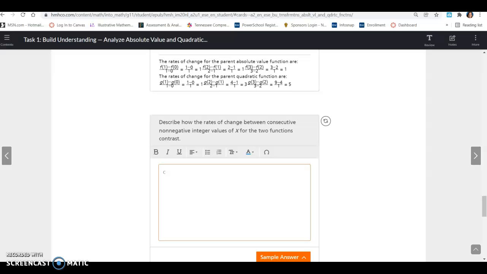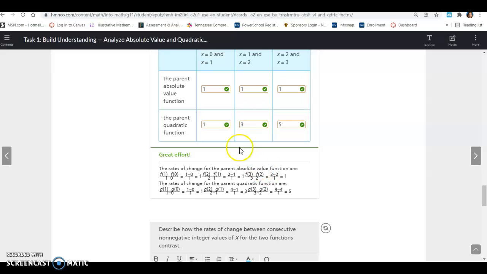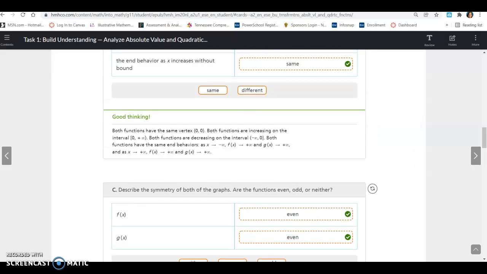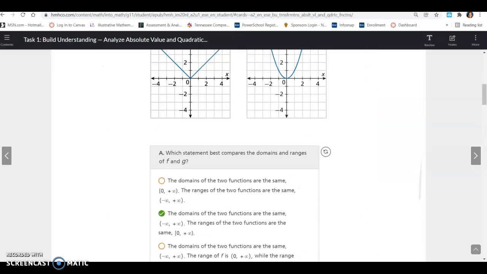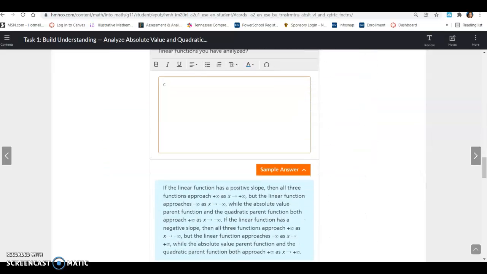All right, describe how the rate of change between consecutive non-negative integers for the two functions contrast. All right, so we just talked about that, the rate of change. Because it's a line, even though it's two lines put together, this is still a line and this is still a line. So it's going to have a constant rate of change. This is a curve, so it's not a constant rate of change.